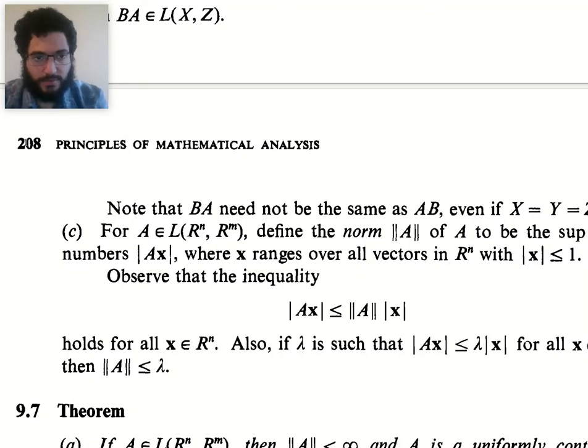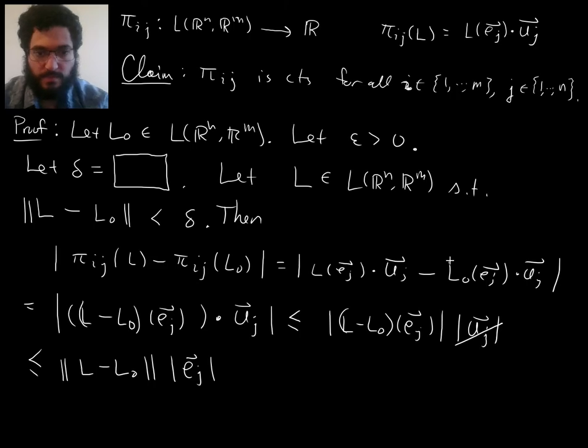So here on Rudin page 208, just after we define the norm of a linear map, it's this observation, this inequality, holds for all x in Rn, that the norm of ax is less than or equal to the norm of a times the norm of x. So that's sort of one of the immediate consequences of the definition of this norm, and I've been using that a lot. And that's what justifies this inequality here.